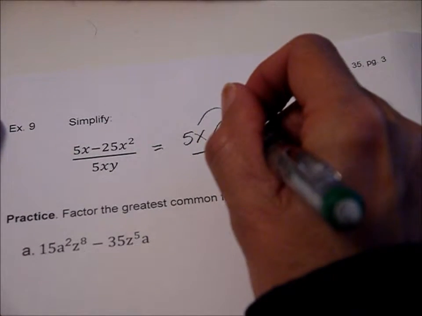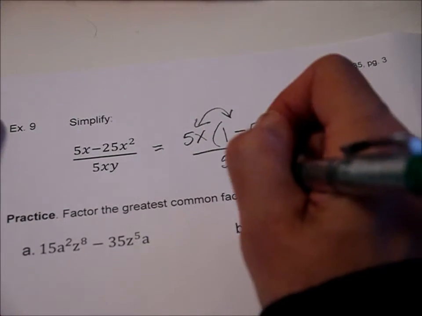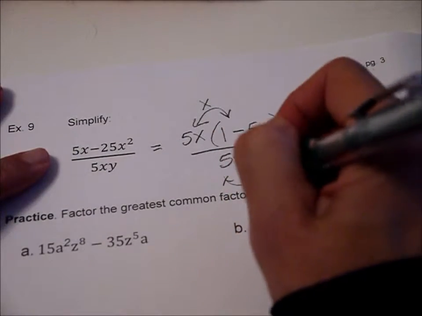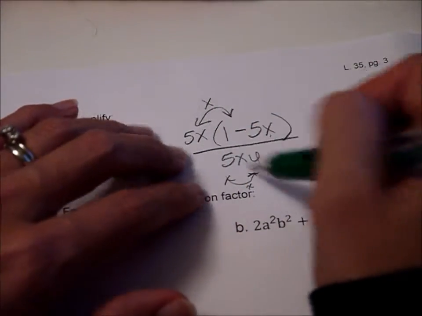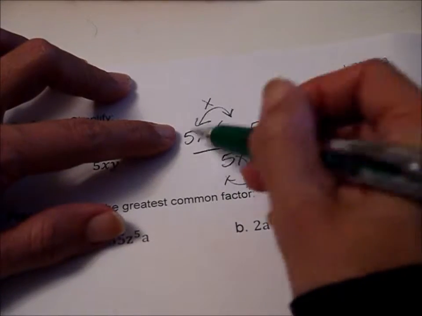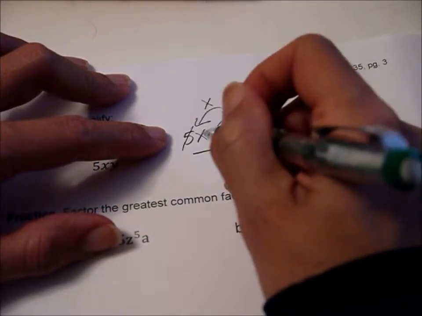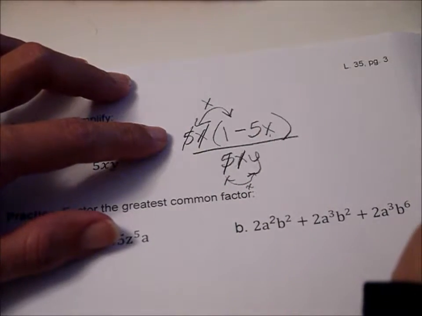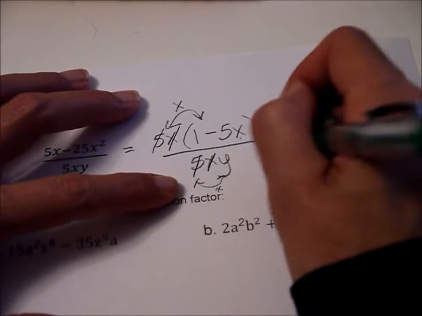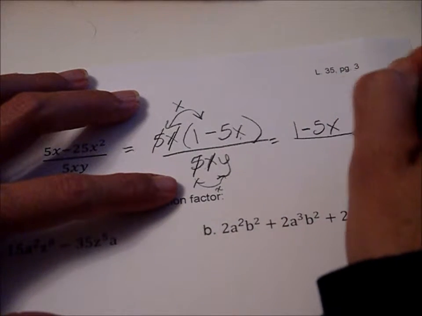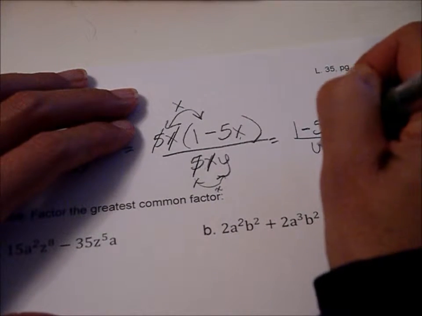And are these joined by multiplication? Yes. And in fact, all of these guys are joined by multiplication. So that means we can cancel out stuff from these two terms. We can cancel out the 5 and the x. Now let's see, we have 1 minus 5x left over.